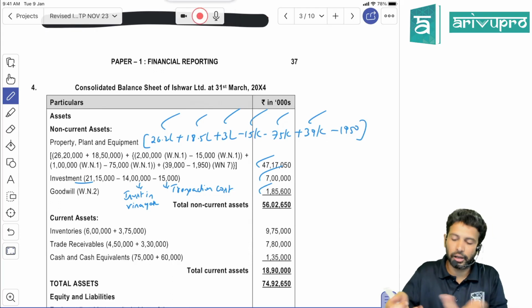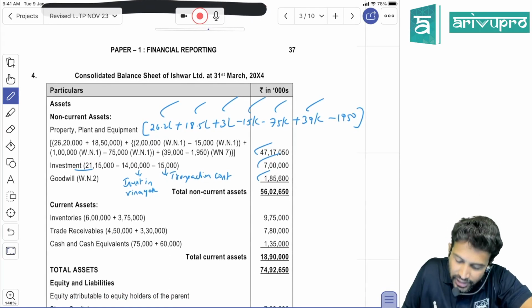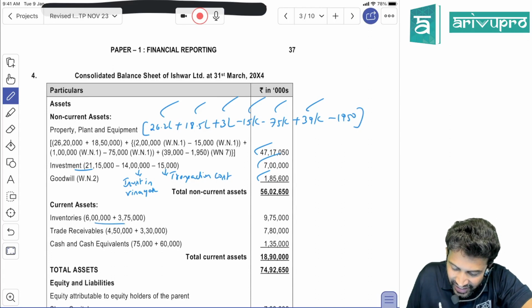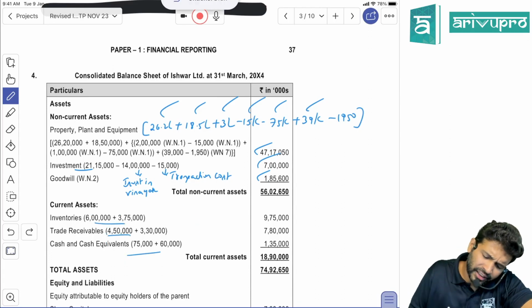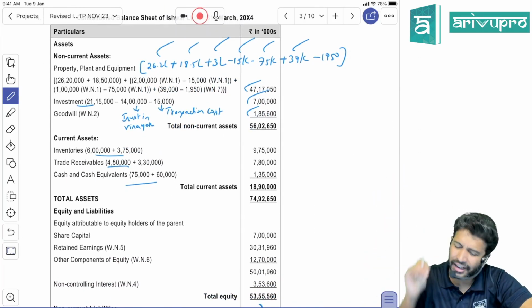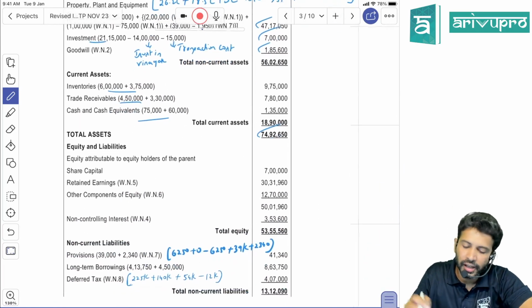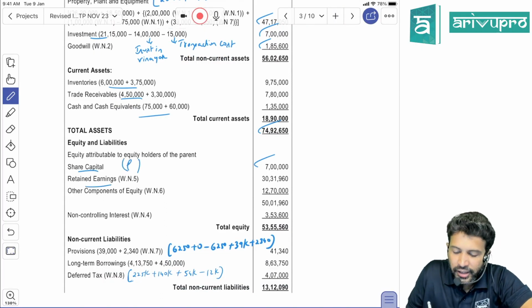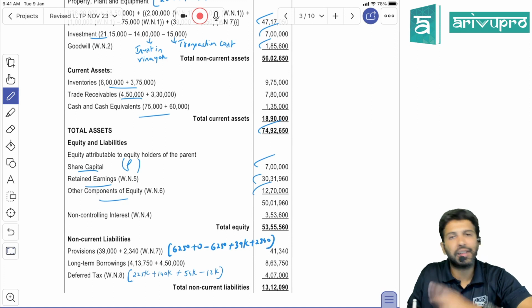Goodwill you will get from the working note. In fact, current assets. Sorry, my bad. Current assets, trade receivable, cash, inventory: line by line addition, because there is no adjustment. Straight away take the value from the question and add it up. Balance sheet asset side over. Liability: share capital of only the parent company will come. The retained earnings and other components of equity, we will get from working note number 8.